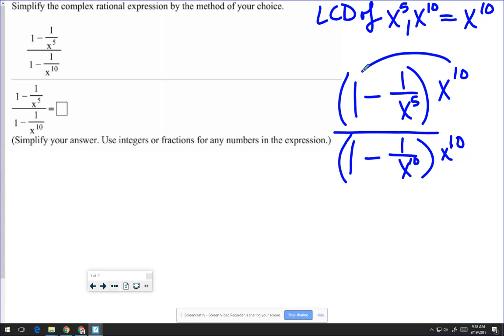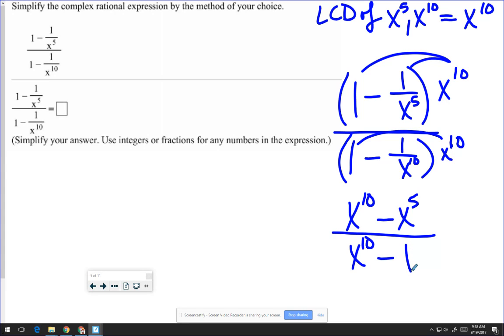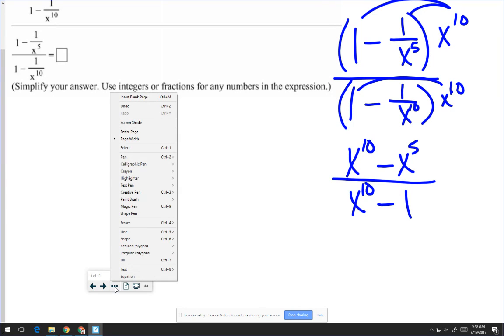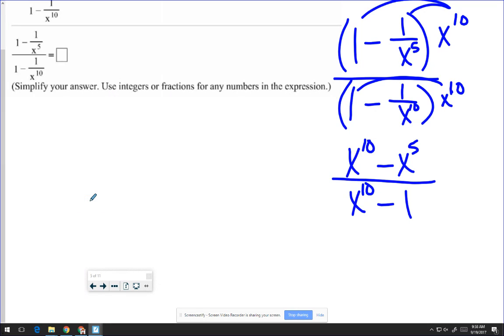So on top, that is x to the 10th. X to the 10th over x to the 5th is going to be x to the 5th. On bottom, it's going to be x to the 10th. And x to the 10th times 1 over x to the 10th is just 1. Now, this one is a little bit different. And the reason why this one's a little bit different is we've got to look and realize that we can factor.